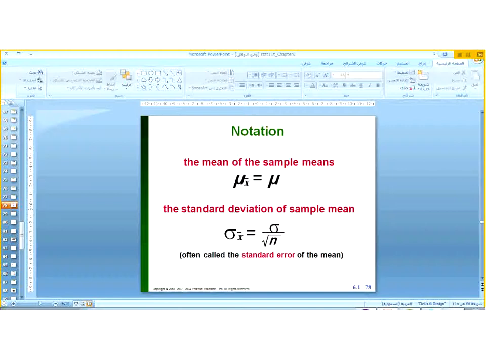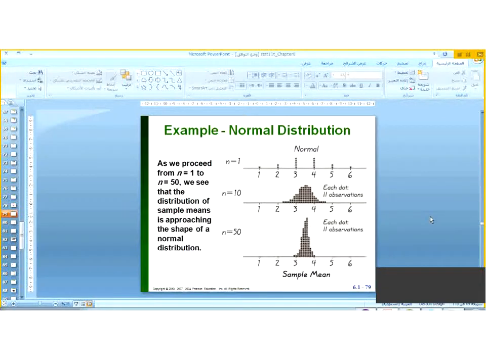So mu x bar is the mean of the sample means and sigma x bar is the standard deviation of the sample mean. As we said, it equals sigma of the population divided by the square root of n, or sometimes they call it the standard error of the mean. In the normal distribution example, as we proceed from n equal 1 to n equal 15, we see that the distribution of the sample mean is approaching the shape of a normal distribution.